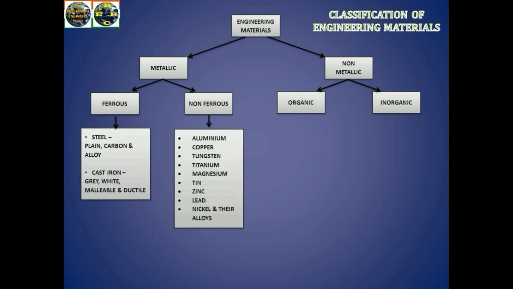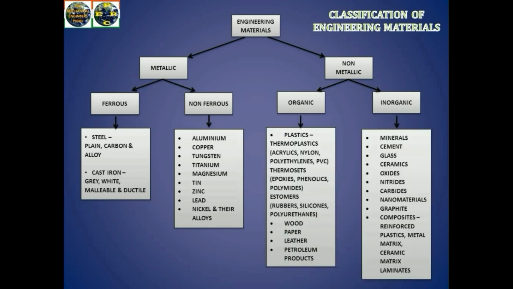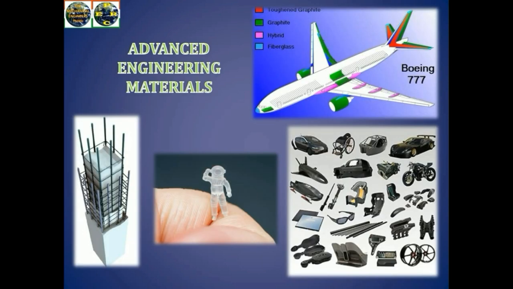In the organic materials, we find polymers, that is, plastics and rubber, which are widely used. Plastics are synthetic or semi-synthetic organic compounds, and they are more malleable and can be molded into solid shapes. So, this is the classification of basic engineering materials.